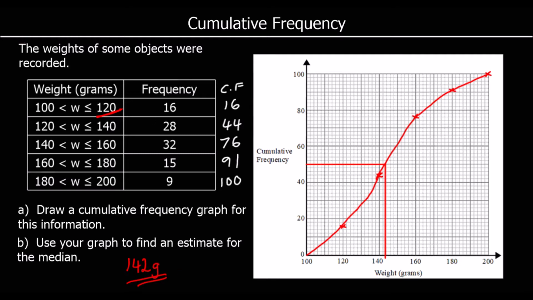If we were asked to find the quartiles, for the lower quartile, we're looking at 1/4 of the data. So that would be the 25th. So we'll go from 25 to the graph and down. For the upper quartile, that would be 75. 3/4 of 100 is 75. So we'd go again to the graph and down. So that is our cumulative frequency.